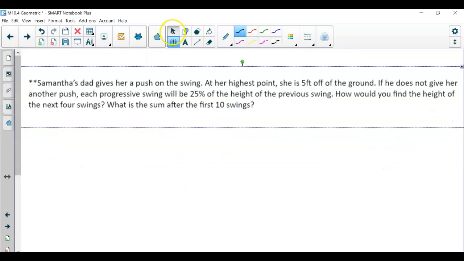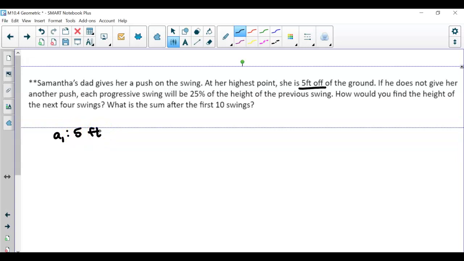Now here, this is for those who wanted to try this word problem. So if you want to go ahead and pause the video and try this one, go ahead. And here we go. So Samantha's dad gives her a push on the swing. At her highest point, she's 5 feet off the ground. That is the initial. So our first swing, she is 5 feet off the ground.